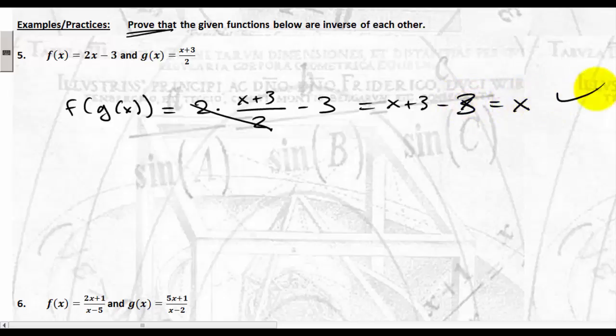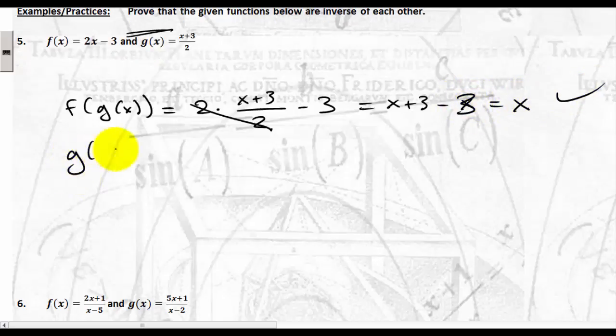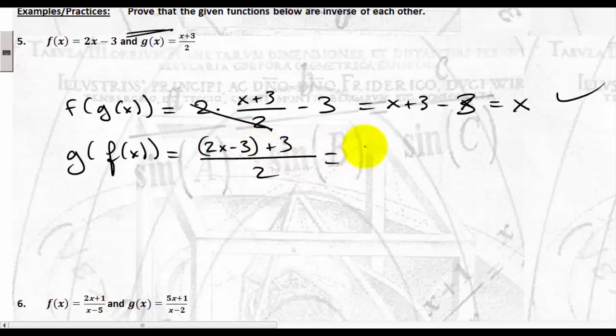2 times x plus 3 over 2, minus 3. So these two will cancel, and I have x plus 3 minus 3, and that's x. Okay, it checks. That's not enough, okay? You need to check the other one. g of f of x. So this is 2x minus 3. This is f of x plus 3 over 2. So it is 2x over 2, so it is x. Yes, it checks out fine.